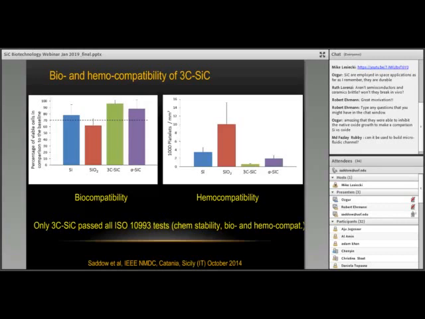So clearly this motivates us to move from the materials realm into the device realm, what we're doing.